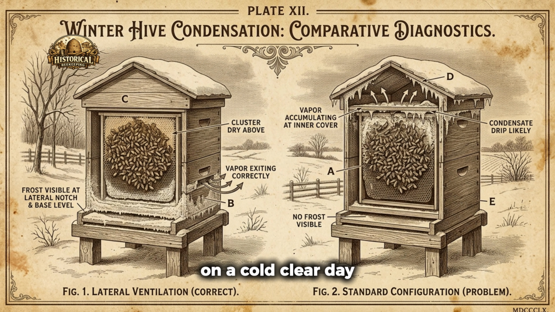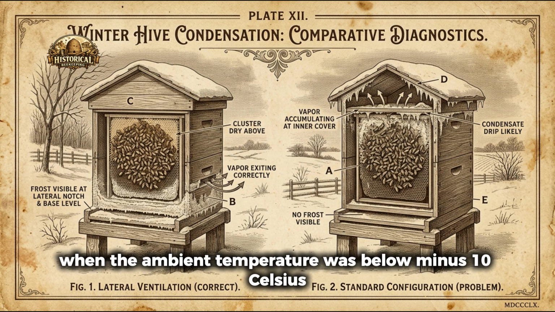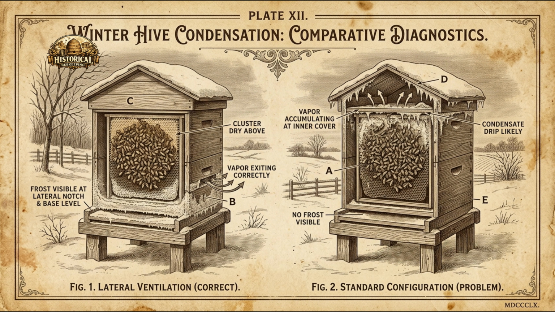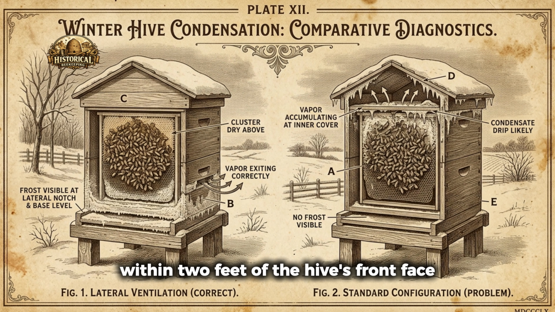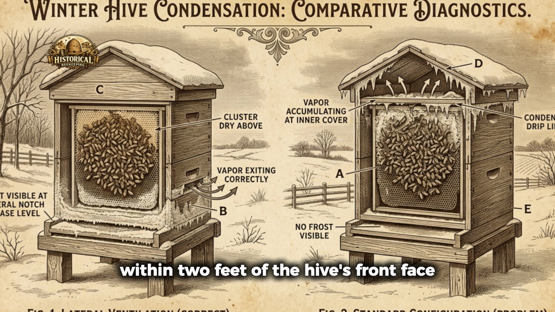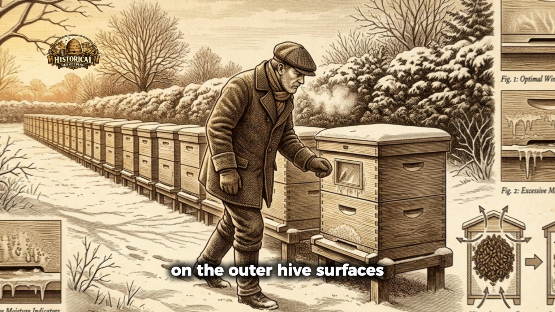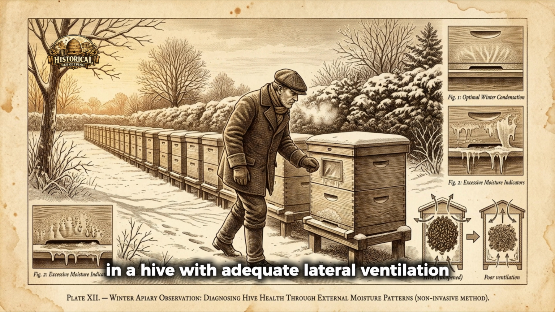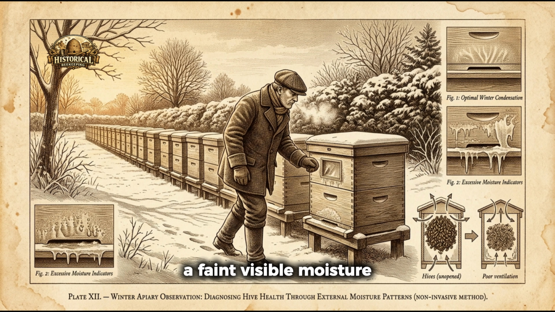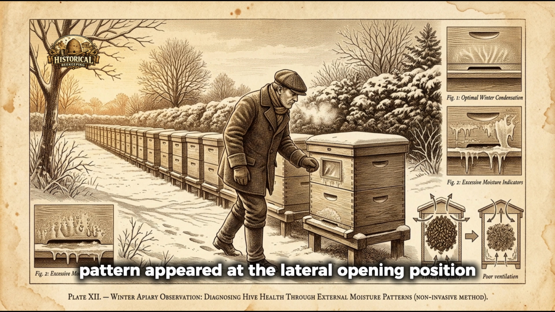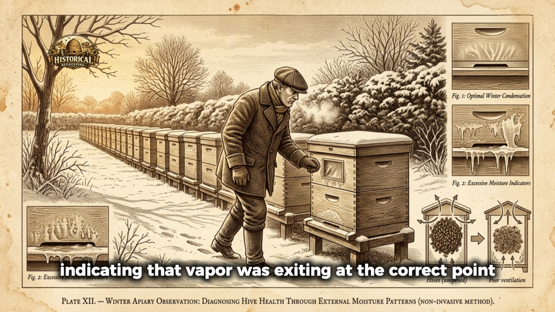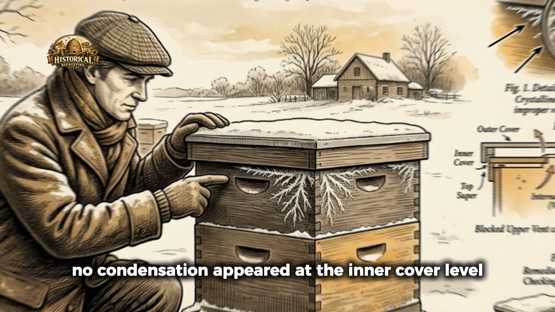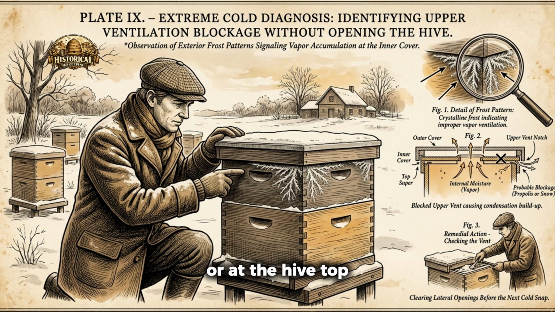On a cold, clear day, when the ambient temperature was below -10 Celsius and the cluster was generating heat, the beekeeper positioned himself within 2 feet of the hive's front face and observed the condensation pattern on the outer hive surfaces. In a hive with adequate lateral ventilation, a faint visible moisture or frost pattern appeared at the lateral opening position, indicating that vapor was exiting at the correct point.